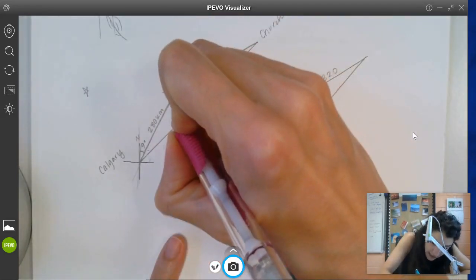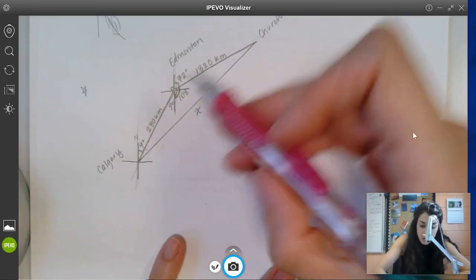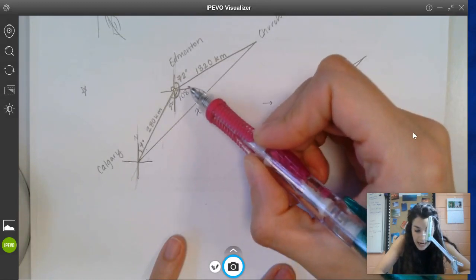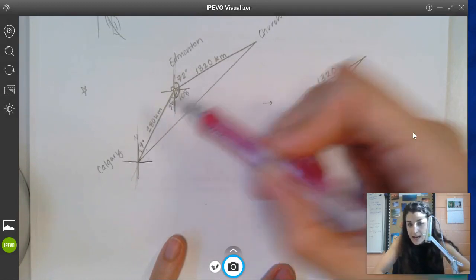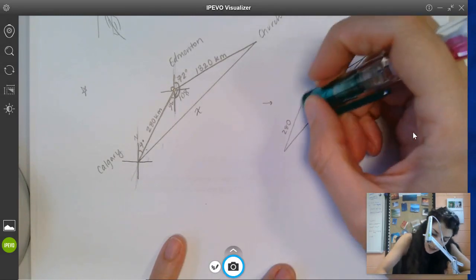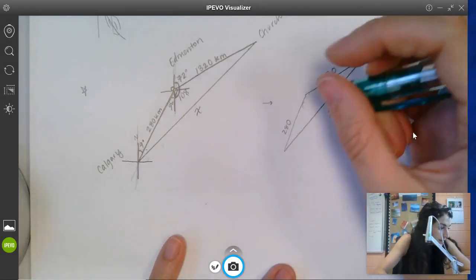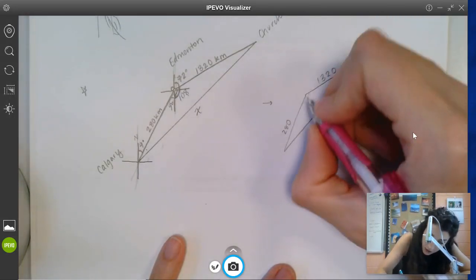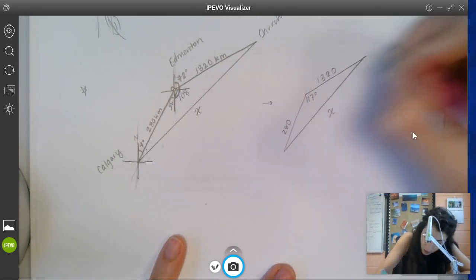So that is 9 degrees, which means if I wanted to know this whole angle, all I have to do is add 108 to 9, and I get 117. So this angle in here, just double checking that that's correct, yes, is 117 degrees.